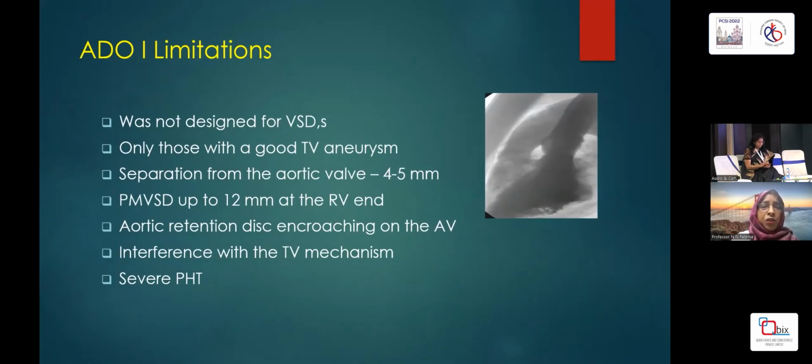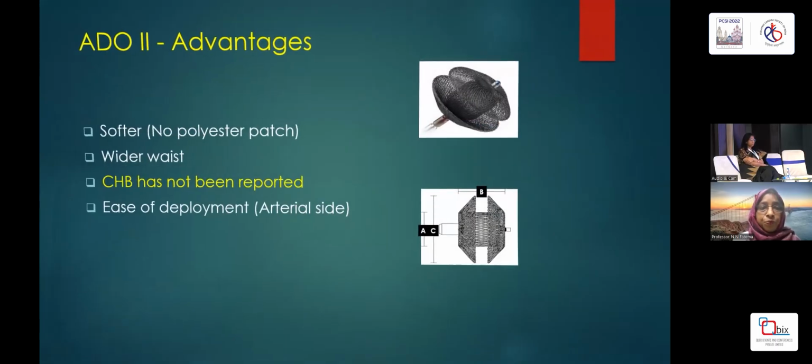Then the limitation is what? It is not actually designed for the VSD. And it is good when there is tricuspid valve aneurysm. Other than this, it is sometimes difficult. And it is also difficult if there is pulmonary hypertension, because this is a single disc device. So if there is high pressure on the other side, there is sometimes a chance of embolization.